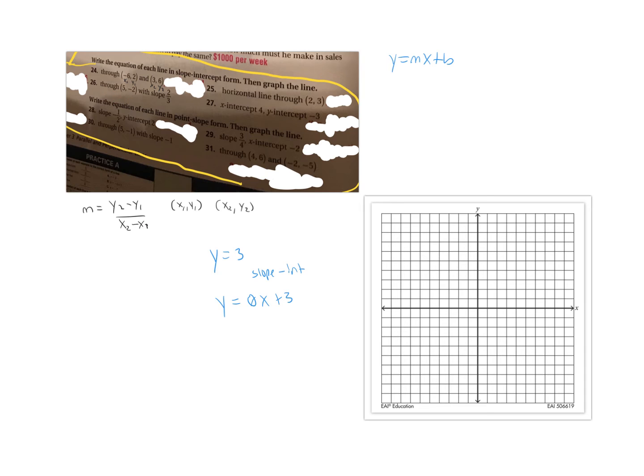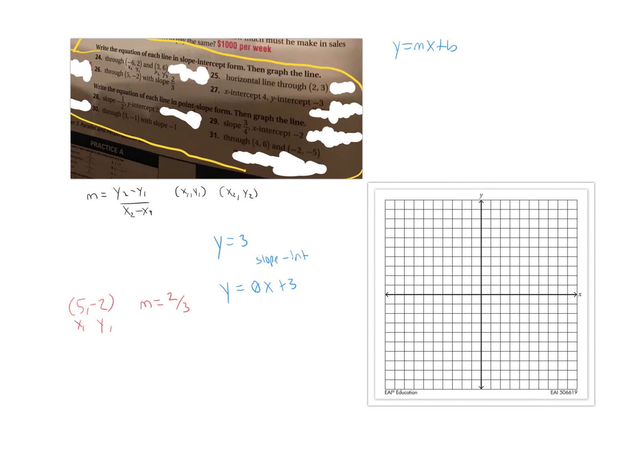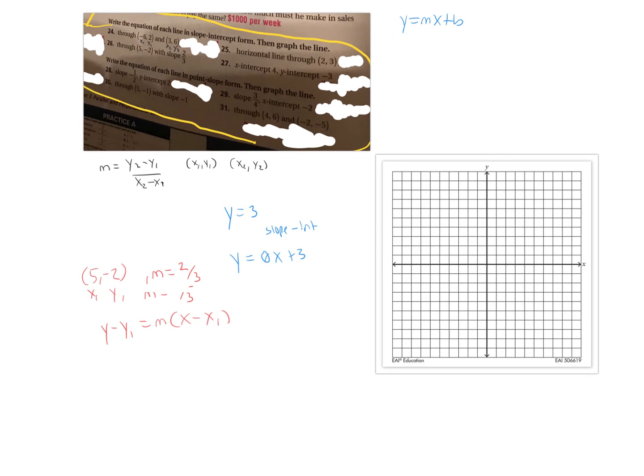Problem number 26, though, they give us a point and they give us a slope. So the point is 5 comma negative 2, and the slope is 2/3. So the point is x1, y1, we could say that, and the slope is 2/3. So I would say let's use the point slope form for that, and then we'll convert it to the slope intercept form. Now, as you may recall, the point slope form says y minus y1 equals m times x minus x1. And in this case, it's going to be y minus negative 2 equals 2/3 times x minus 5.